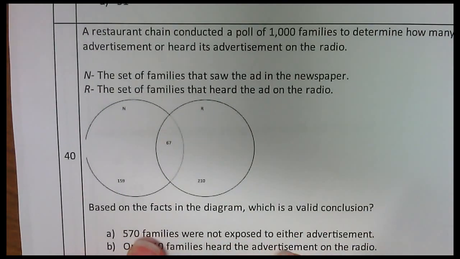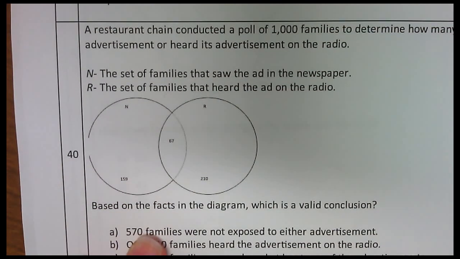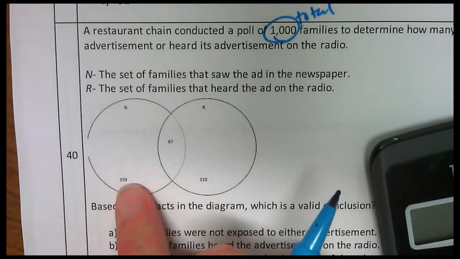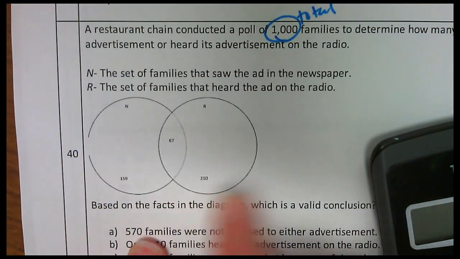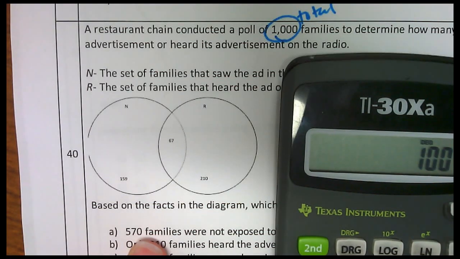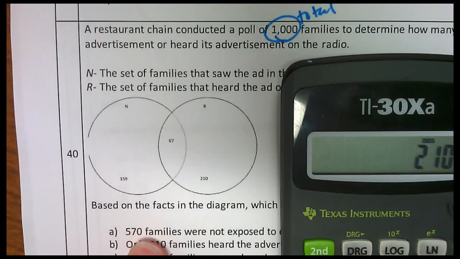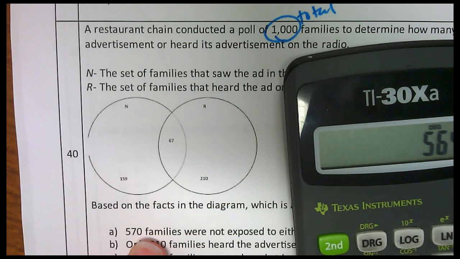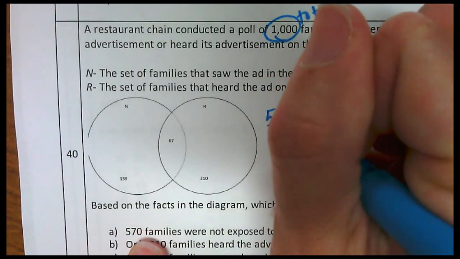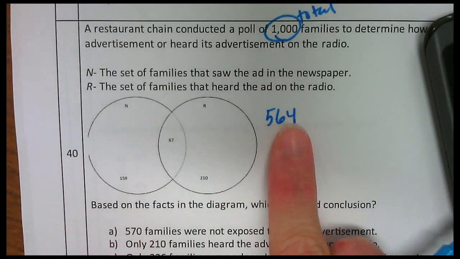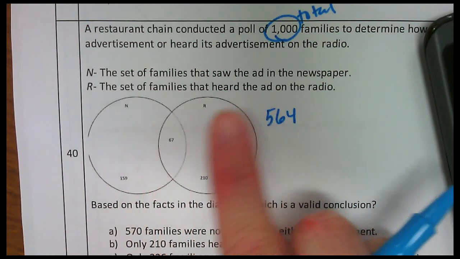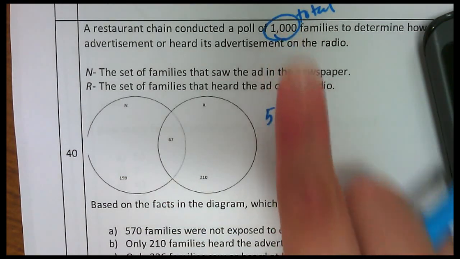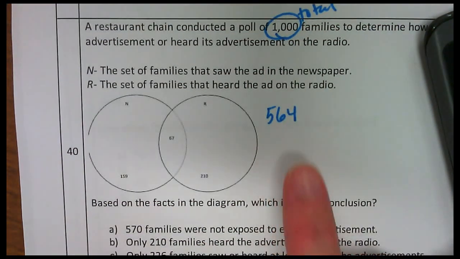Before we get to read these, we want to examine what we have. We have 1,000. This is our total. And in our diagram, we have 159, 67, and 210. So we want to take that 1,000 and subtract what's in our diagram. We're going to subtract all of these values, and we have 564. 564 is what did not hear or see the ad, because all of the numbers need to add up to 1,000 total. So 564 goes on the outside.